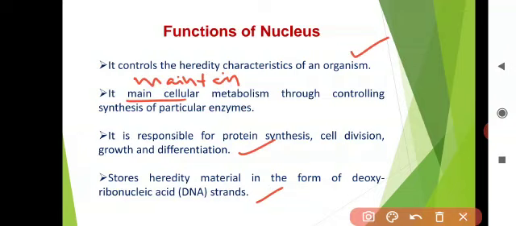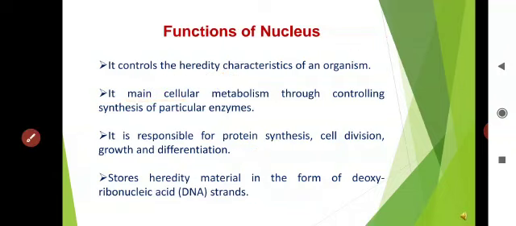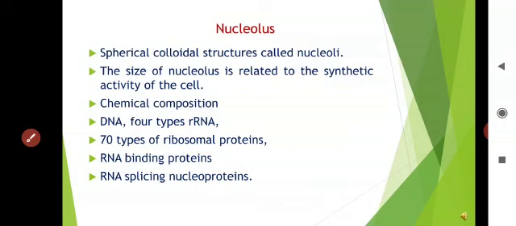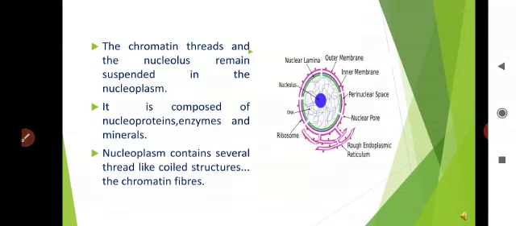Now, let us have a brief revision about the nucleus. The nucleus was discovered by the scientist Robert Brown in the year 1833. It is present in all cells except in the mammalian RBC. The nucleus is covered by a nuclear membrane, which is divided into two types, namely the outer membrane and inner membrane. In between these two membranes, a space is present which is known as the perinuclear space.